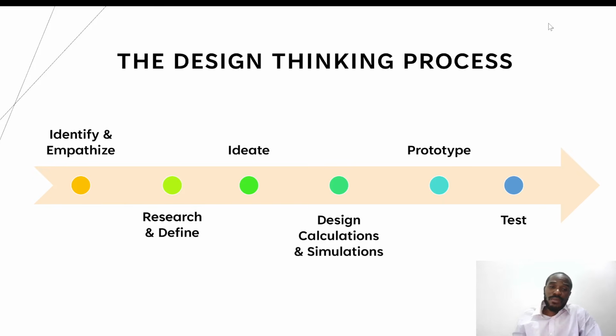So that's the design thinking process. It starts with you identifying a problem and empathizing around it. Then you move to the research and definition stage. And then you move to the ideation stage. And then you carry out design calculations and simulations to determine sizes of various components and features. And then you build the physical prototype upon which you run various tests to evaluate if your solution is actually an effective solution to the problem that you initially identified.